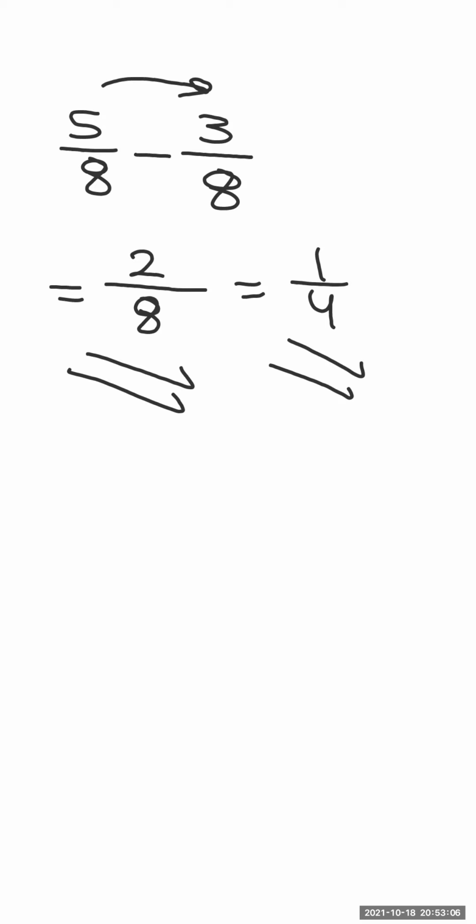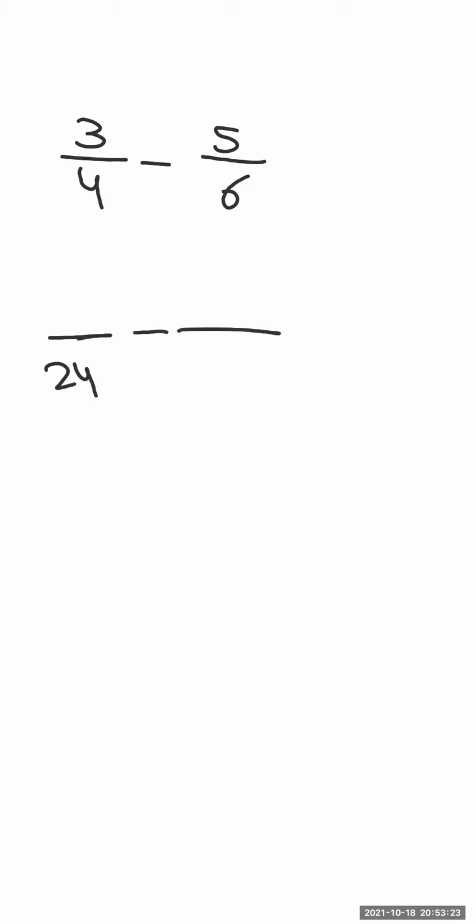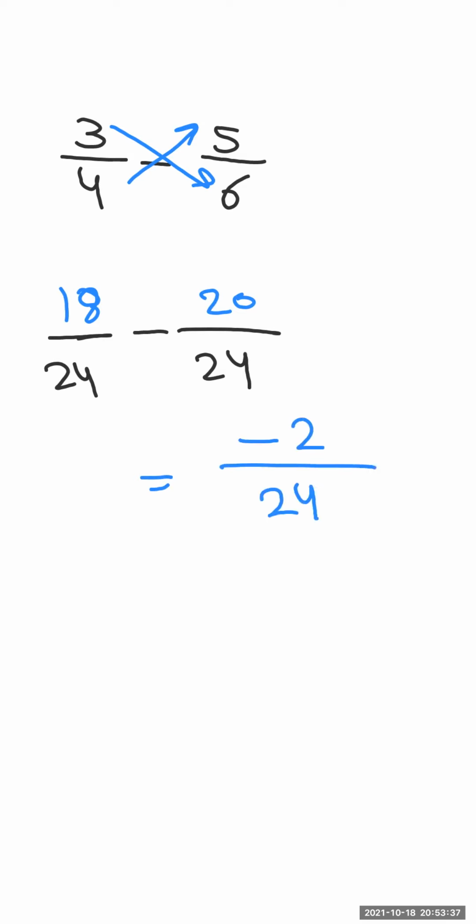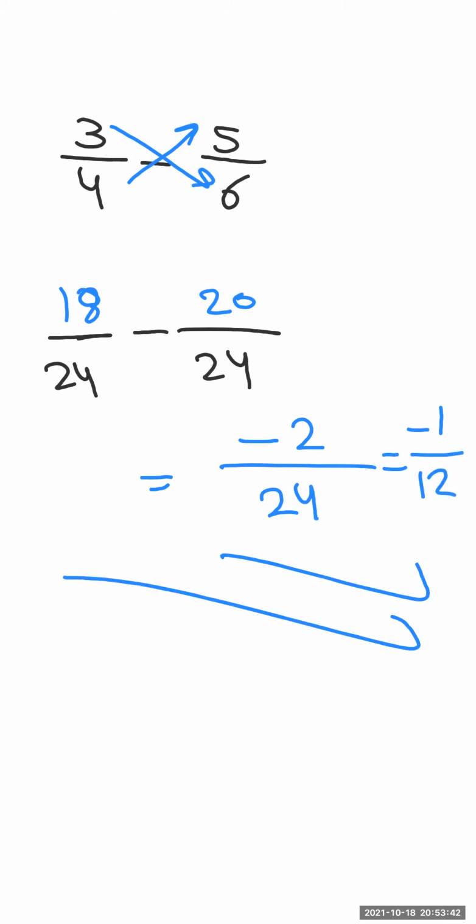Now if the two denominators are different, like 3 over 4 minus 5 over 6, it is exactly like addition, but here it's subtraction. So now the denominator will be 24. Then 3 times 6 is 18, and 4 times 5 is 20. 18 minus 20 is negative 2 over 24, which means negative 1 over 12. Okay, guys? Great.